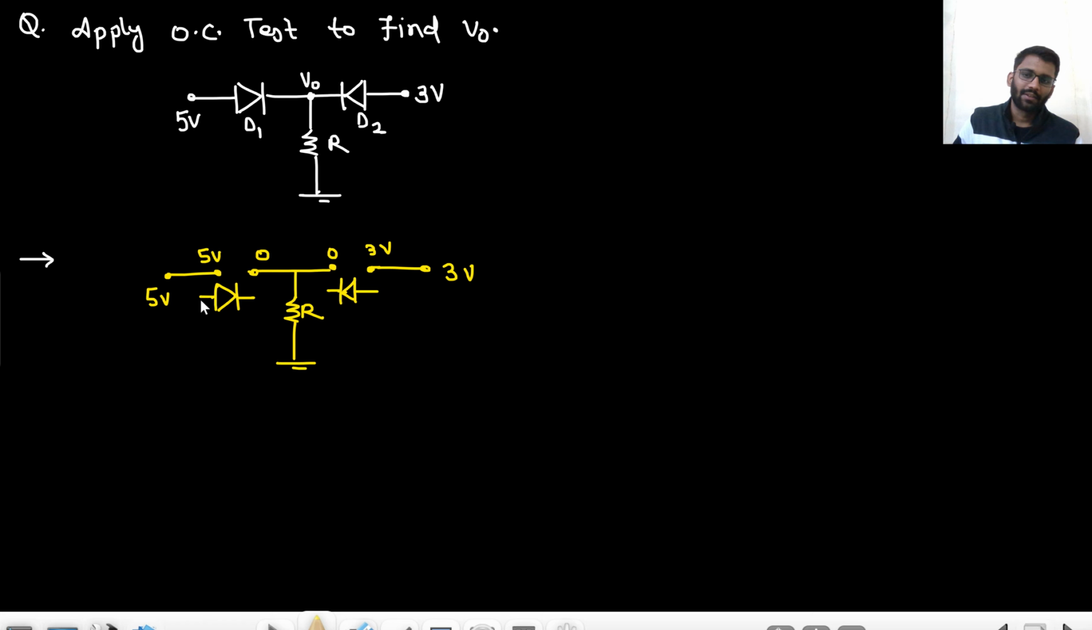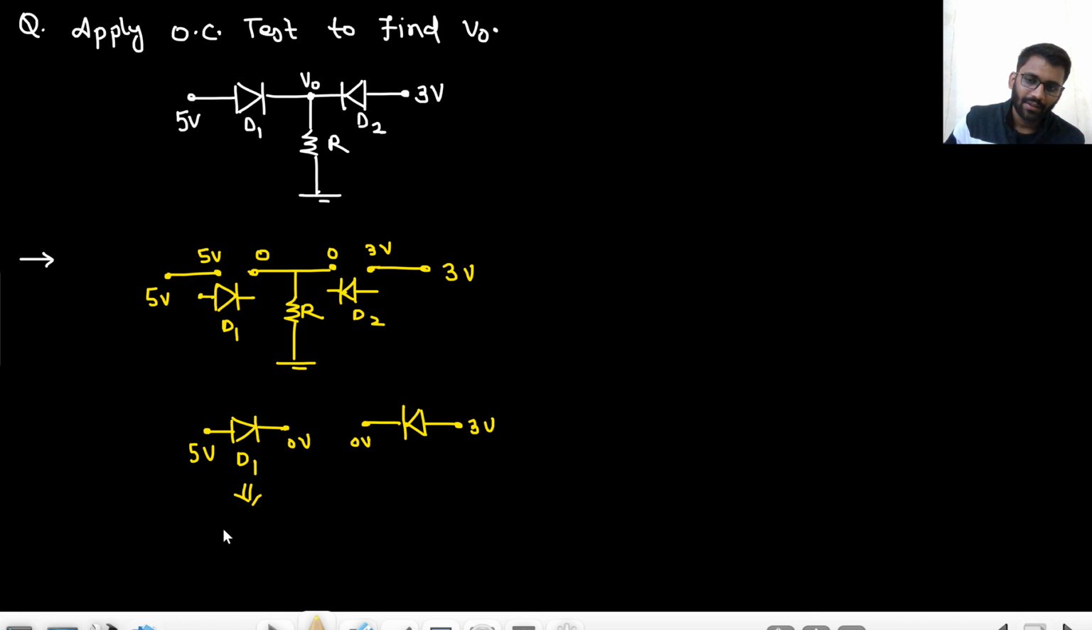So what do you see here? 5 volt here and 0 volt here for diode D1, and this is diode D2. So what is the condition for diode D1? 5 volt here and 0 volt here. And what is the condition for diode D2? 3 volt here and 0 volt here. Here you are having 5 volt and here you are having 3 volt. Now both diodes can be on.